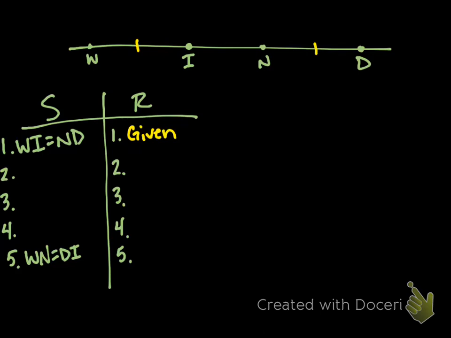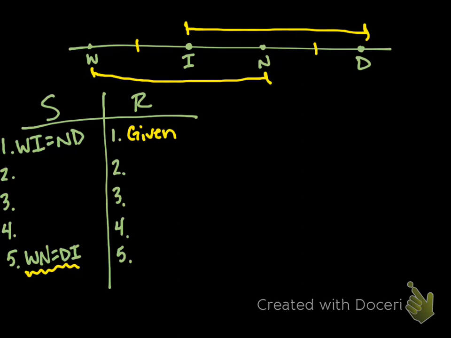Okay, and remember, we're always looking down here. Let's peek at the bottom. What do we want to prove? We want to prove that segment WN is congruent to segment DI. Okay, so how do we get from WI to WN? And how do we get from DN to DI? That is our question right now.